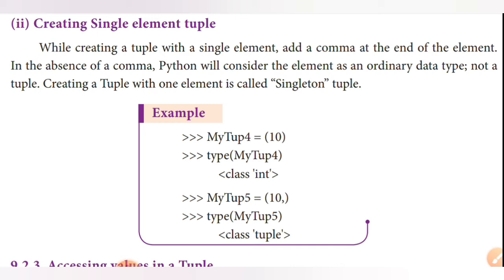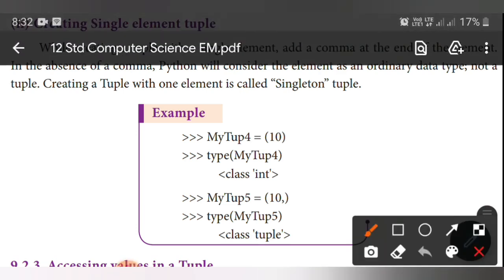It returns the tuple data type. If you want to create a single element tuple, you must put a comma after the single element. Otherwise it is considered an ordinary data type. Creating a single element tuple is also called a singleton tuple.